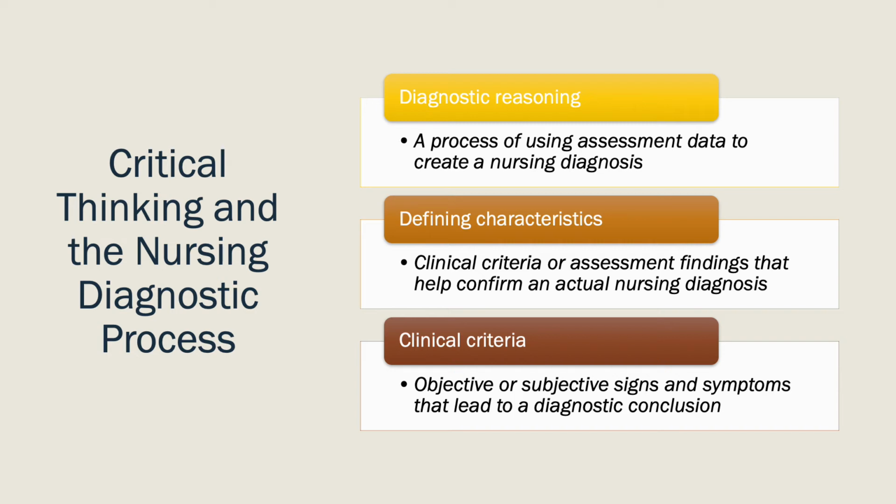The defining characteristics are the clinical criteria or assessment findings that act to help confirm an actual nursing diagnosis. So if you're performing a bed bath and realize that a patient has a skin breakdown on their coccyx, then they have impaired skin integrity. And clinical criteria is the objective and subjective signs and symptoms that lead to a diagnostic conclusion.